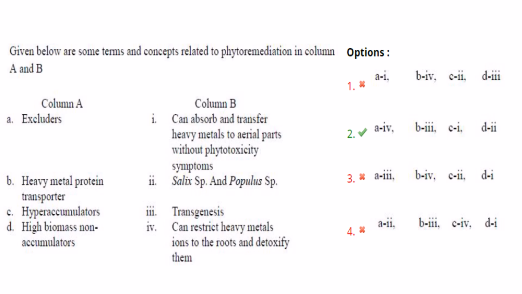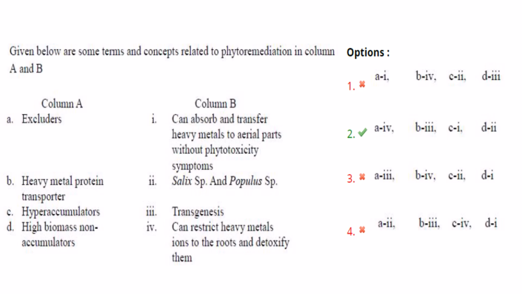Then next one, given below are some terms and concepts related to phytoremediation in column A and B. Now you have to match these. So first, what is phytoremediation? It is a method of cleaning up your environment of heavy metals or other pesticide or insecticide by using plants. So these plants will either remove or degrade or stabilize the pollutant in the soil, water or air.